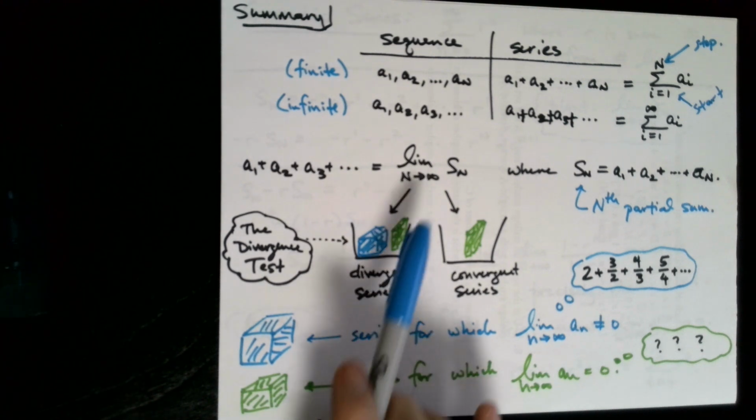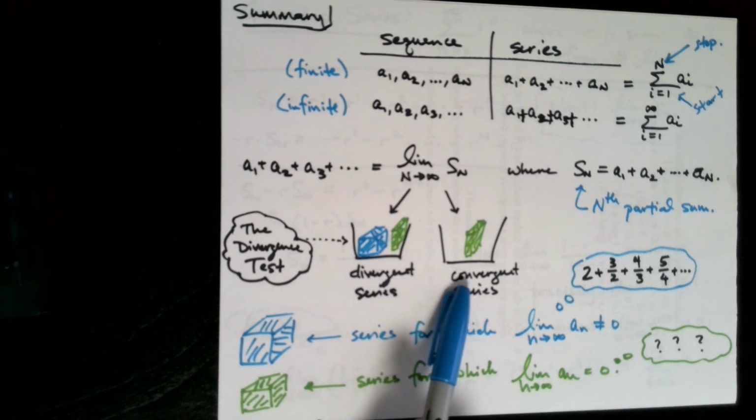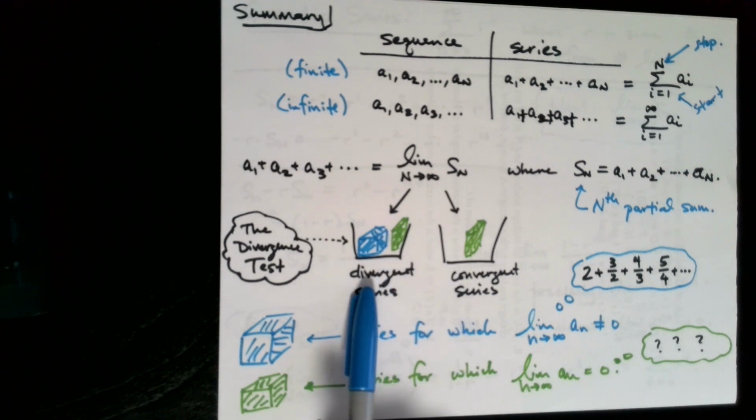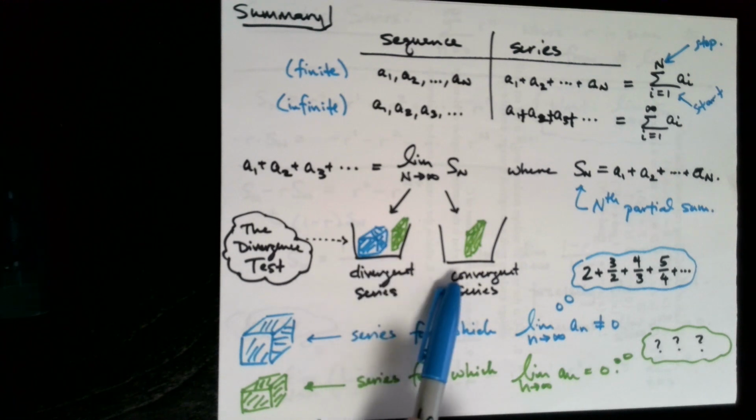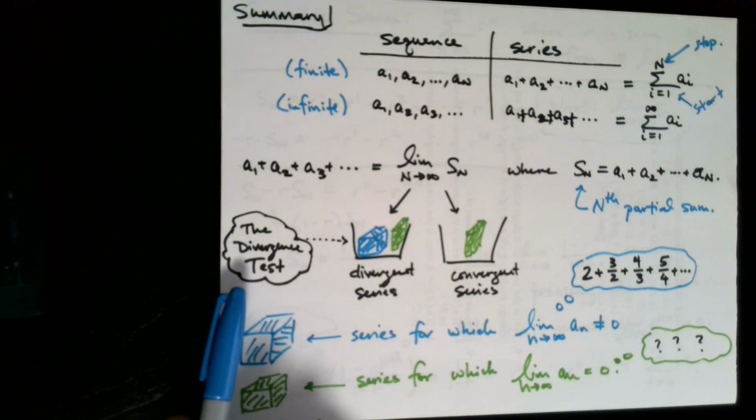Now we know anytime we evaluate limits, we could refer to the limits as divergent or convergent, depending upon if the limit doesn't exist or if the limit is plus or minus infinity, or if the limit evaluates to a real number. Now, the primary tool that we have so far in terms of determining if an infinite series is divergent or convergent is the divergence test.